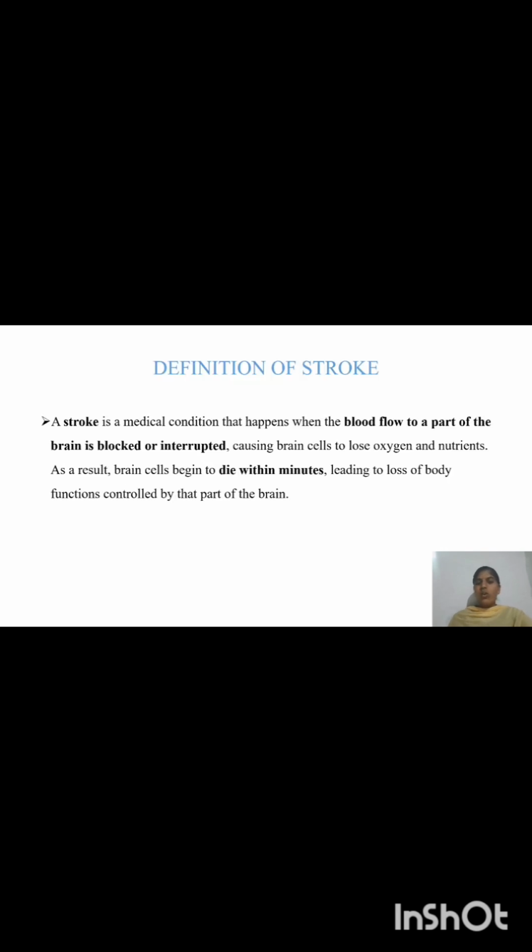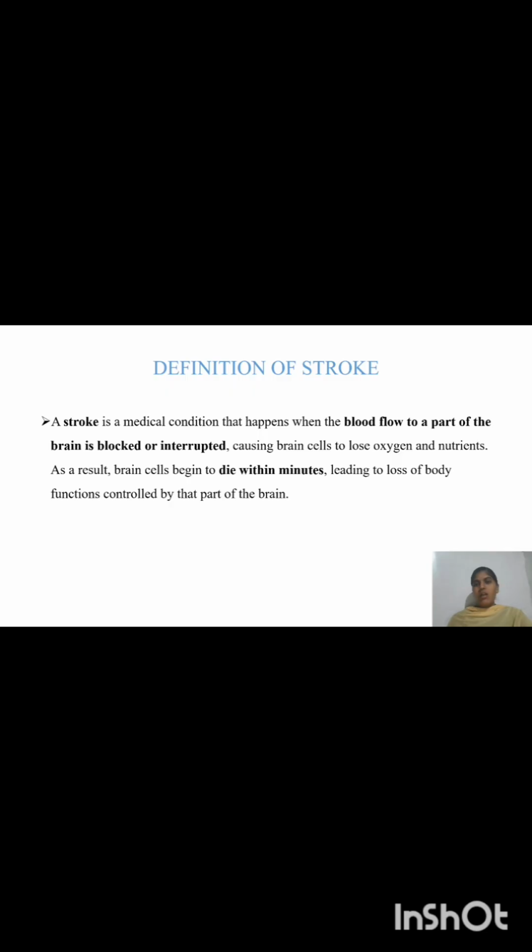Before we enter into our topic, everyone should know what is meant by stroke. This is the definition of stroke. Stroke is a medical condition that happens when blood flow to a part of the brain is blocked or interrupted. At that time we cannot perform normal physical actions in our body, causing the brain cells to lose oxygen and nutrition.